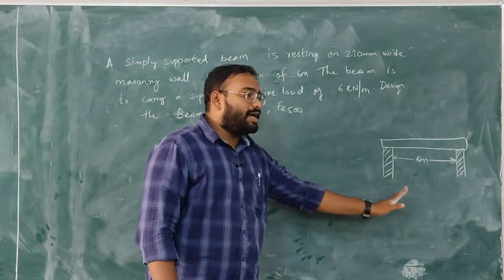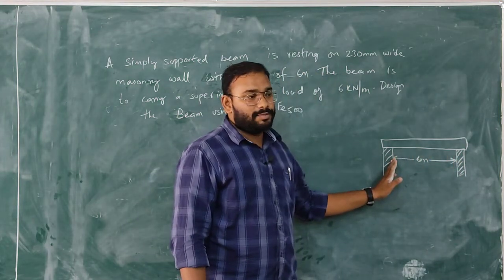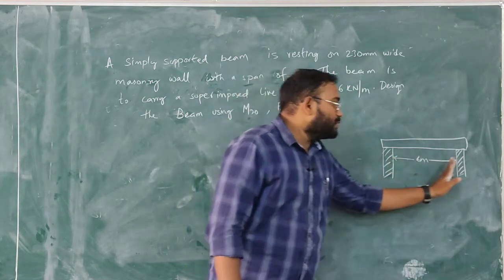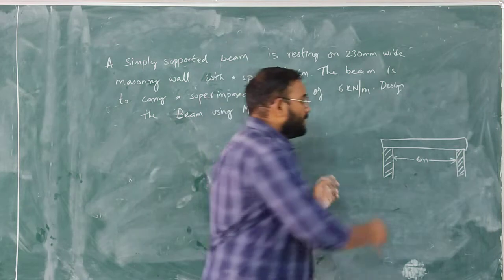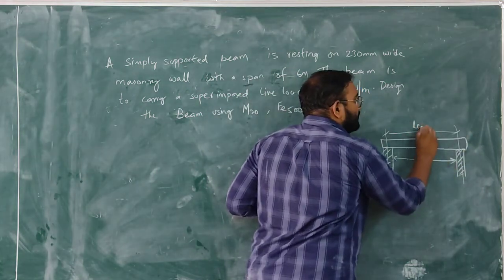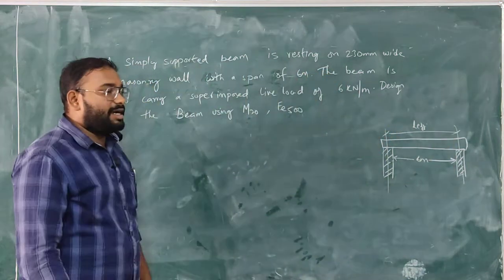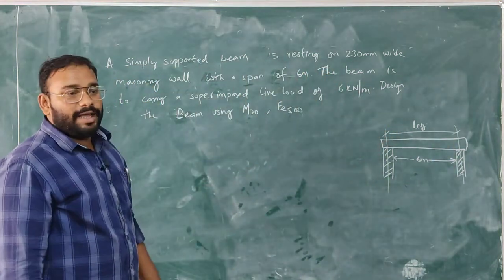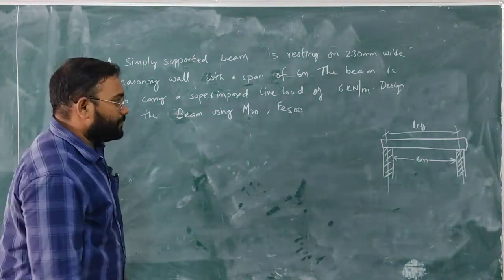What do you mean by clear span? It is the distance between two supports. I measure the distance between two supports, and it is called the clear span. What do you mean by effective span? It can be the center to center distance between the supports, or L plus d, whichever is least. You have studied this, right? It is a code clause: L plus d and L plus Bs by 2, whichever is least.